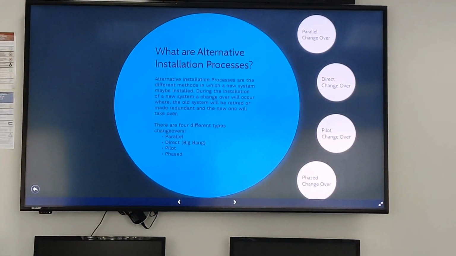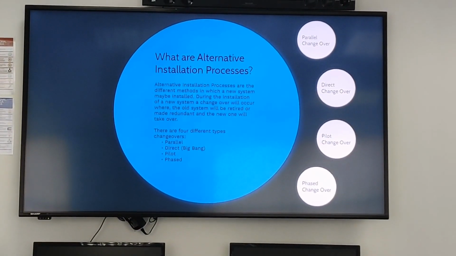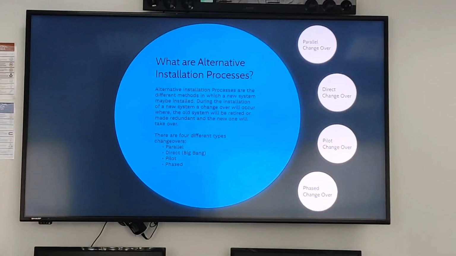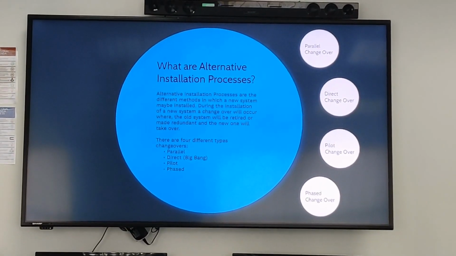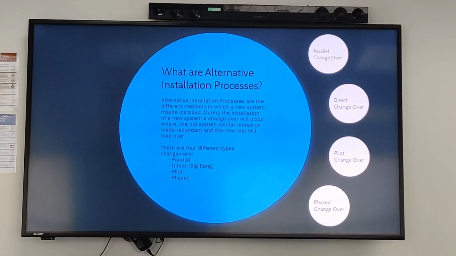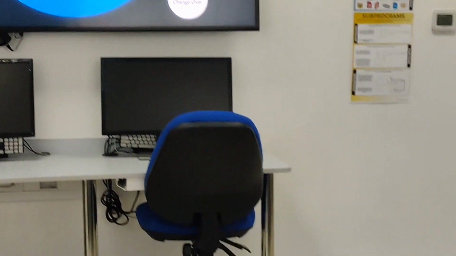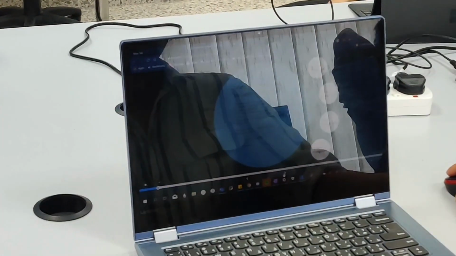Okay, so what are they? Alternative installation processes are the different methods in which a new system may be installed. During the installation of a new system, a changeover will occur where the old system will be retired or made redundant and the new one will take over. And there are four main types of changeovers: parallel, direct, pilot, and phased. So the first one we're going to look into is parallel.